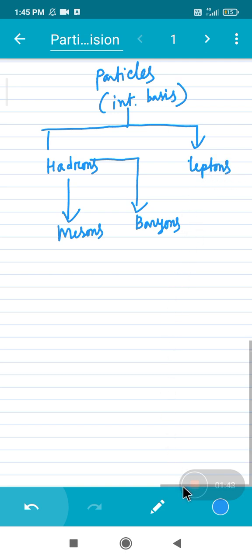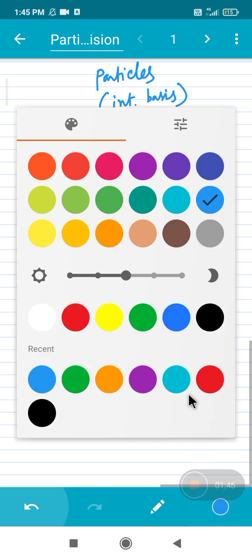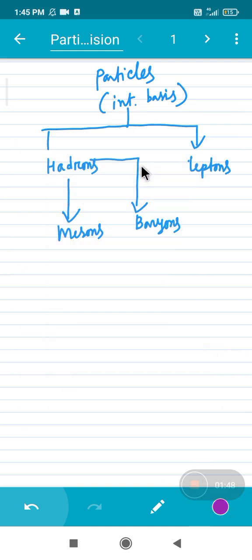Let me give you some examples of leptons: electron, gamma electron, muon, gamma muon, tauon, gamma tauon, which are baryons and mesons. It will be clear after some diagrams. So let me draw some diagrams.